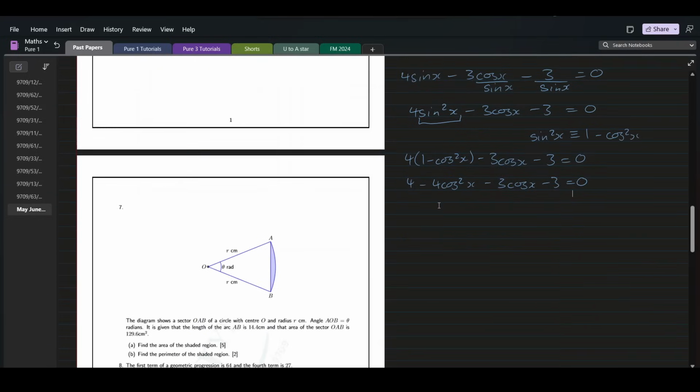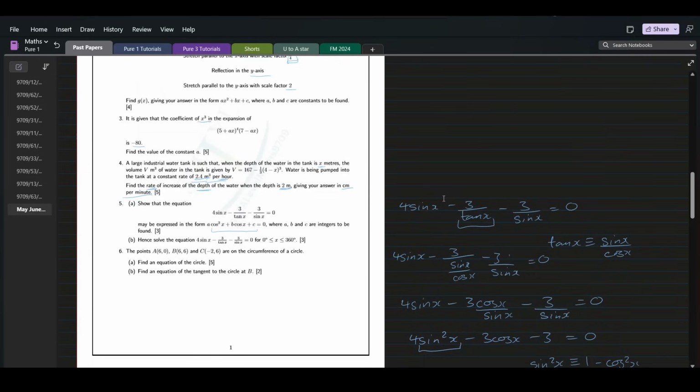Okay, and so this is negative 4 cos squared x minus 3 cos x, and we've got 4 minus 3, which is a positive 1, and this is equal to 0. Let's multiply through by negative 1 to make the coefficient of cos squared x positive. So that would be 4 cos squared x plus 3 cos x minus 1 is equal to 0. And this would be our final answer for part A.